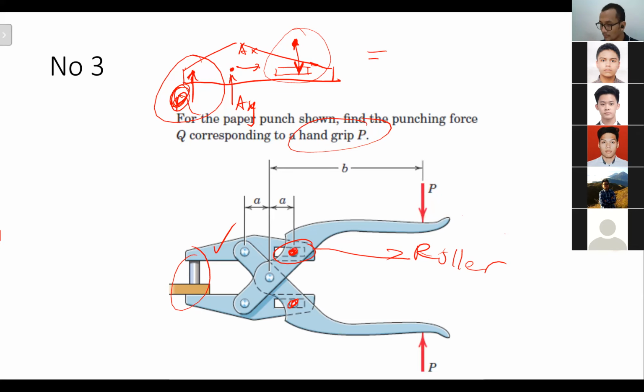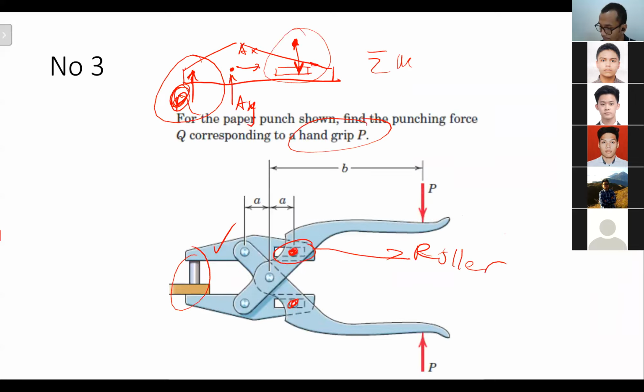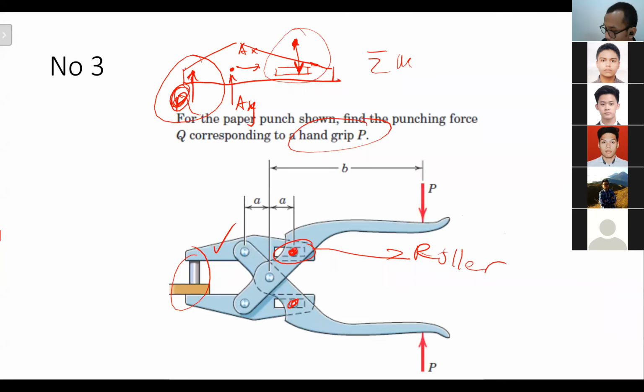Just using sigma moment at point A. Sigma moment at point A equal to 0, right? We will be able to find the Q. You get it, Eddie? Okay, I get it now, sir.